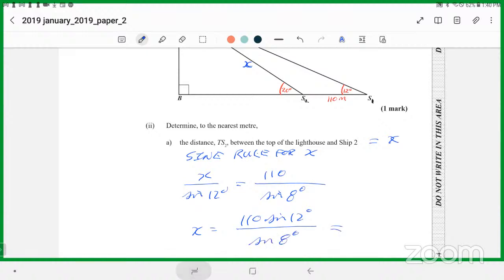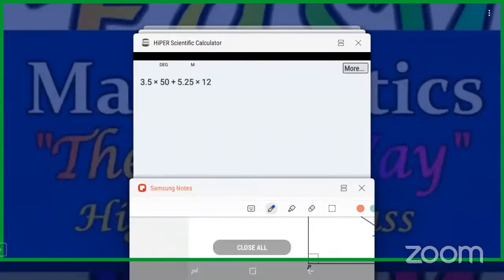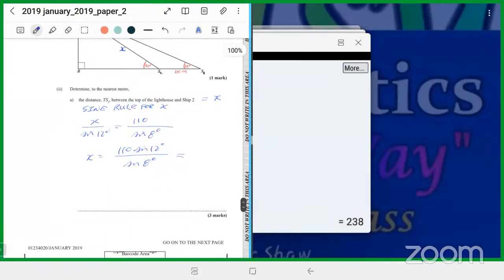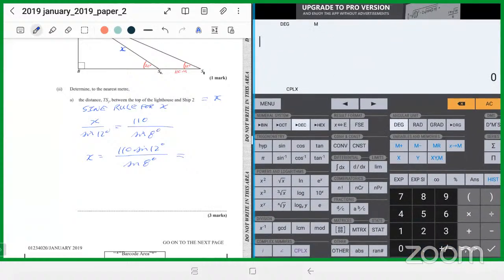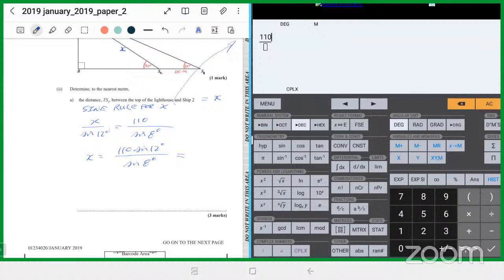I'm going to work it out with the calculator now. I would like to know if anybody got this one. Nobody here got this one? So it's 110. Make sure the calculator is in degrees. Yes, it is. I can see the DEG at the top there. Sine of 12 degrees over the sine of 8 degrees.